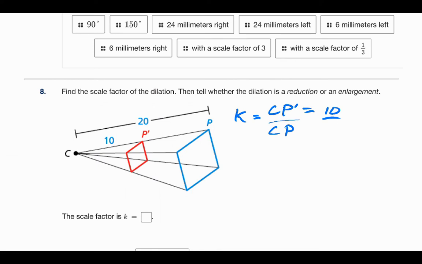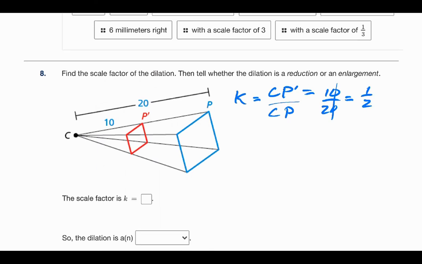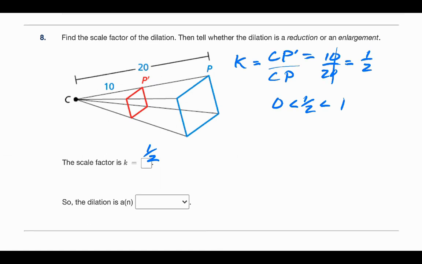And then our CP is going to be the distance of 20. So we can take that and we'll have matching zeros. We can get rid of that. It reduces to 1/2. So our K is going to be 1/2 on this one here. And remember, if our fraction is between 0 and 1, that will give us a reduction. If it's greater than 1, it would make it an enlargement.